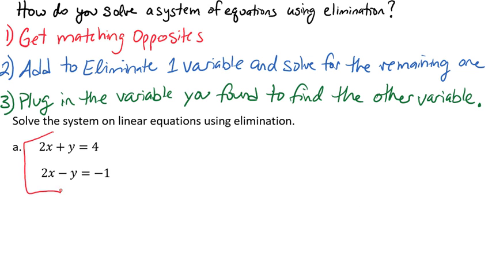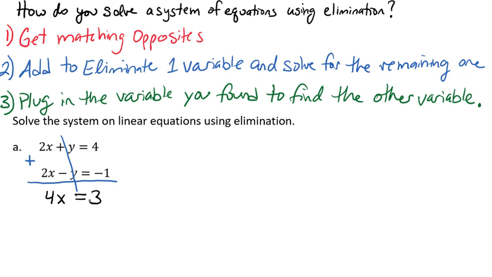So here I see that I have matches, but they're not opposites. And here I see that I have matches and they're opposites. So our matching opposites are our y. In this particular instance, we don't have to multiply anything to get our matching opposites because we already have them right there. So we're going to go ahead and add now to eliminate one of the variables. We're going to eliminate that matching opposite. And that's going to leave us with 4x equals 3.